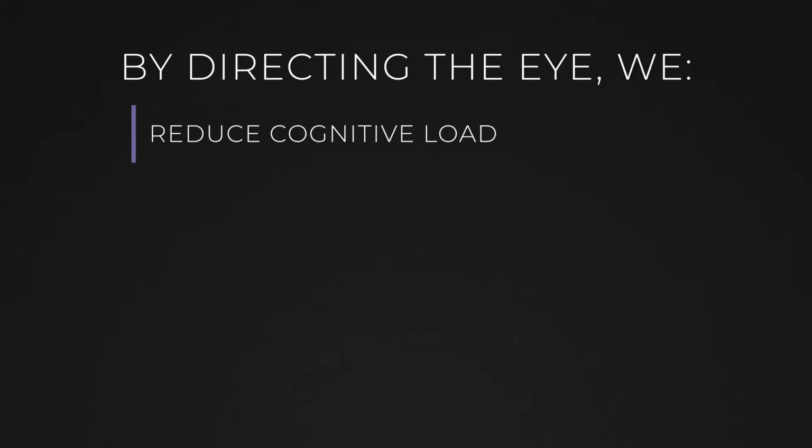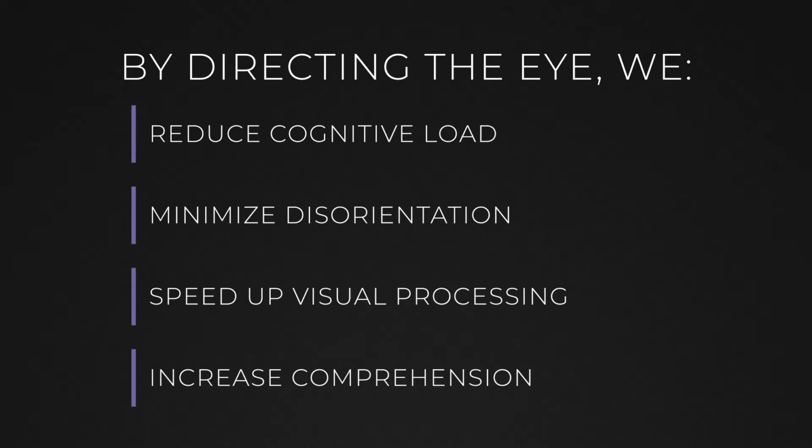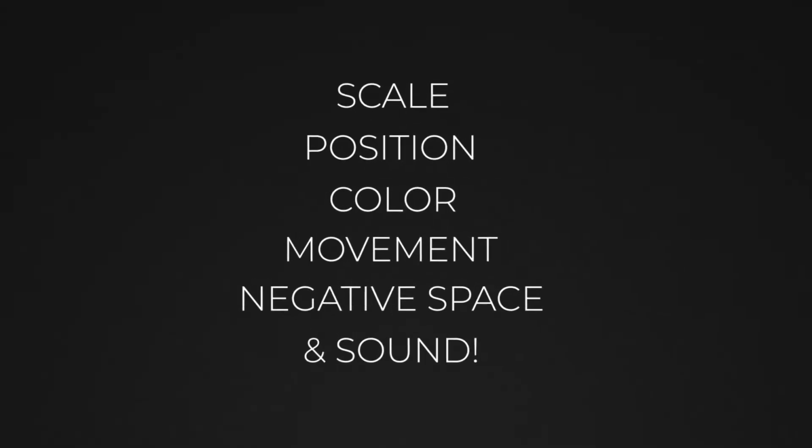In spatial design, it's really important and a little challenging to direct a participant's eye. But when we do so, we reduce cognitive load, we minimize disorientation, we speed up visual processing, and we increase comprehension. So it's a pretty big deal to get this right. Just like other areas of design, there are certain tools and techniques that we can use to make this easier. Things like scale, position, color, movement, and negative space are all at our disposal. Most commonly, I use a blend of all of the above.